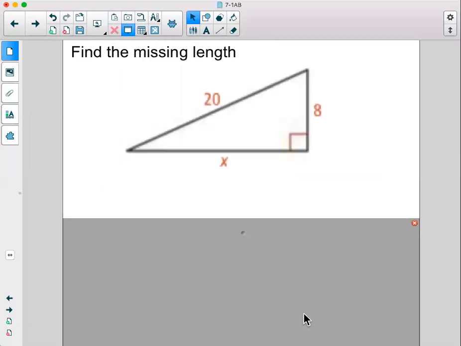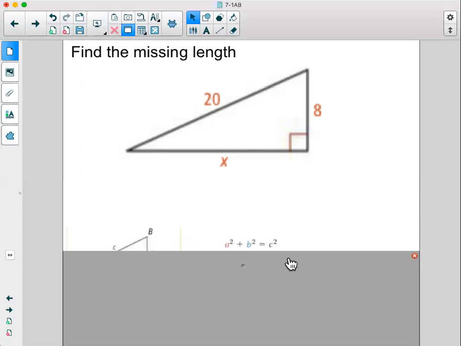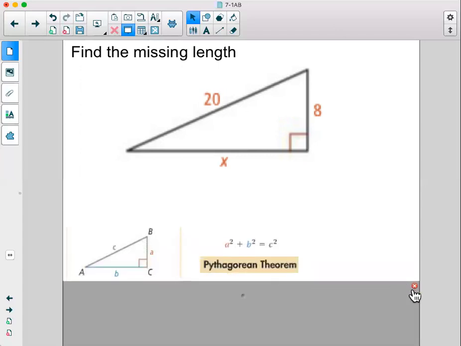Okay, now what if we're missing a leg length? So notice if we're looking at this picture, we see the side across from the right angle is known. We know the hypotenuse and we know one of the legs, but we don't know this other leg. Well, we can still use the Pythagorean theorem. It's just that we have to be careful of what we know and what we don't know.